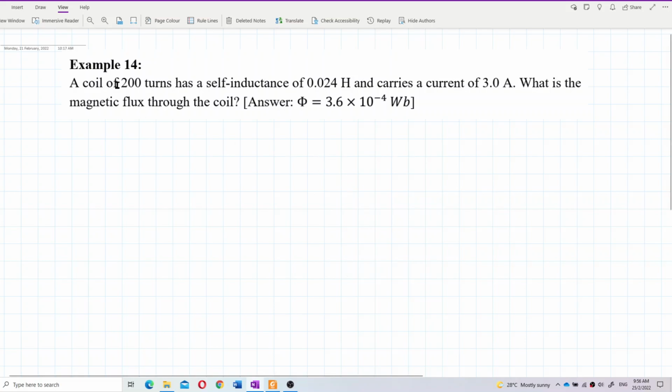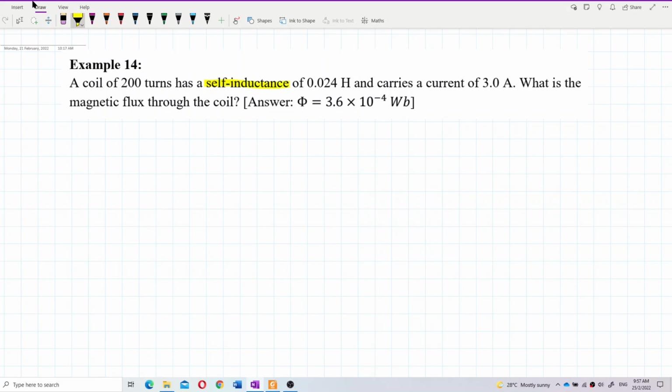Okay, a coil of 200 turns has a self-inductance of 0.024 Henry and carries a current of 3 ampere. What is the magnetic flux through the coil? Okay, so this question is about what? About self-induction, yeah. The values given are the number of turns, the self-inductance, and this one is the current. So what is the magnetic flux through the coil?